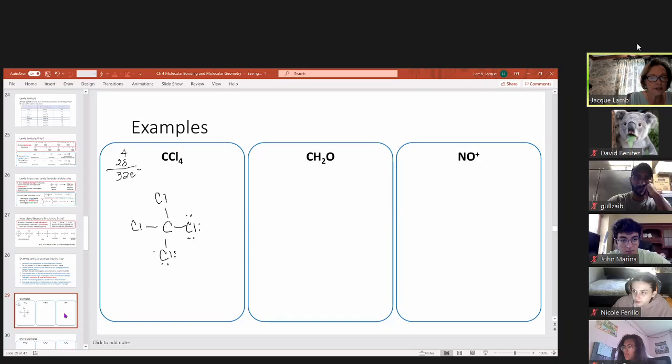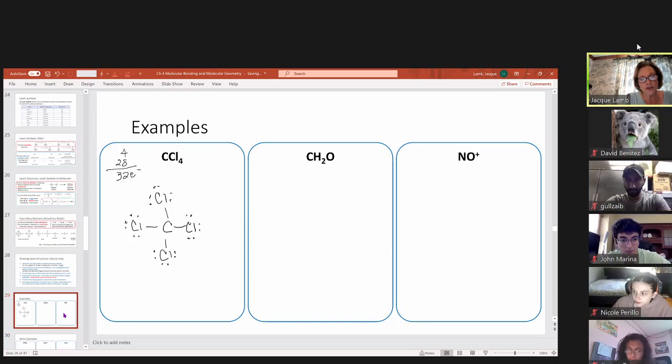And then the last step is to count electrons: 2, 4, 6, 8, 10, 12, 14, 16, 18, 20, 22, 24, 26, 28, 30, 32. So my structure has 32 electrons. Everybody has an octet, so the structure is finished.